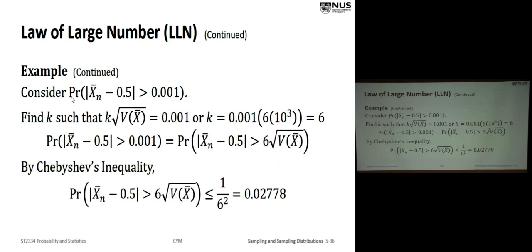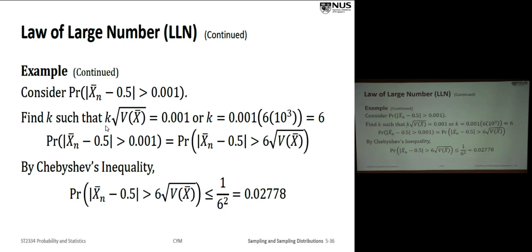Now consider the probability that the difference between the mean of my sample and the true value of the mean is bigger than epsilon. Epsilon is 0.0001. So what we want to do, what does this say? Find a k such that, we're going to use the Chebyshev inequality.